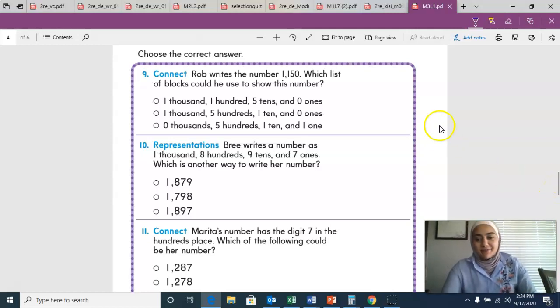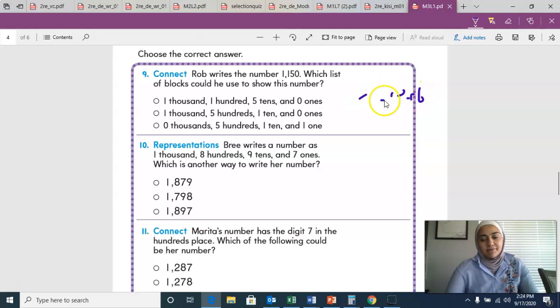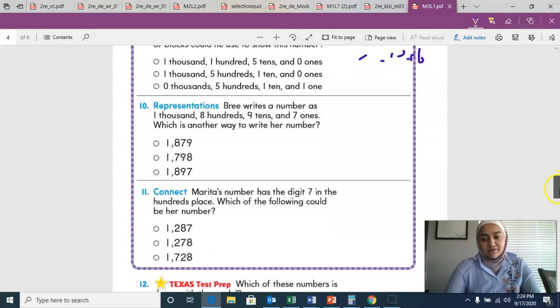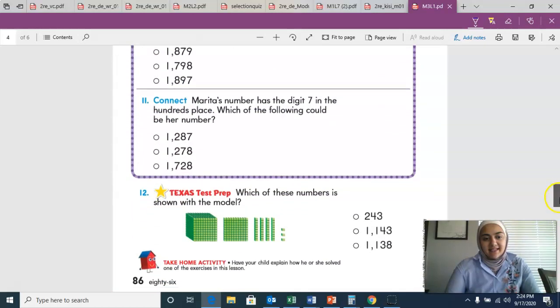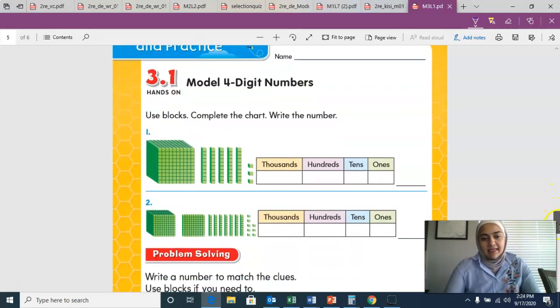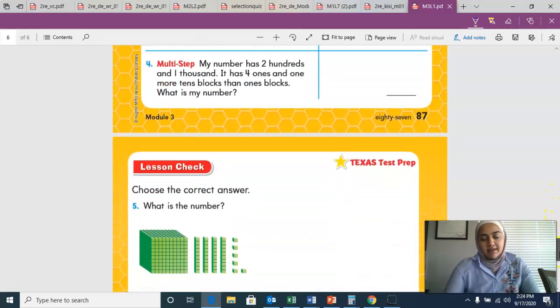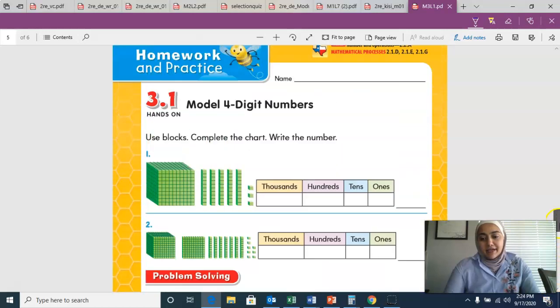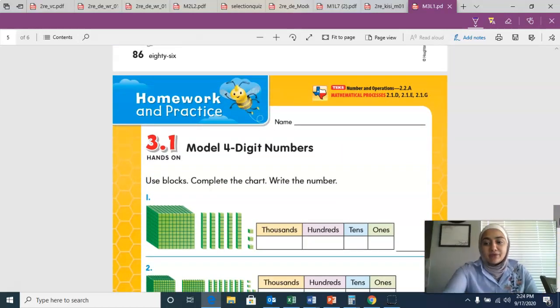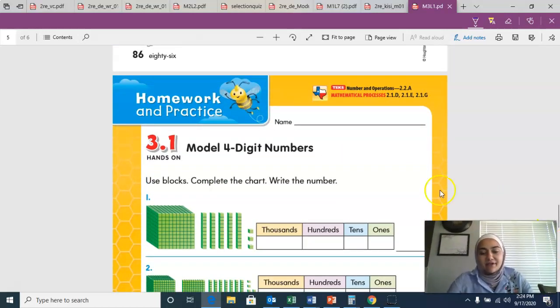With all these problems, I want you to draw the ones, tens, hundreds, thousands chart. You need to draw that chart and then plug in the numbers on each and every one of these. You're going to do 9, 10, 11, 12 on your own. And then you're going to do 3.1 yellow pages 87 and 88 by yourself. Those will be turned into the Google Classroom. If you have any questions, let me know. I know this was kind of a lot, but I think you can do it.